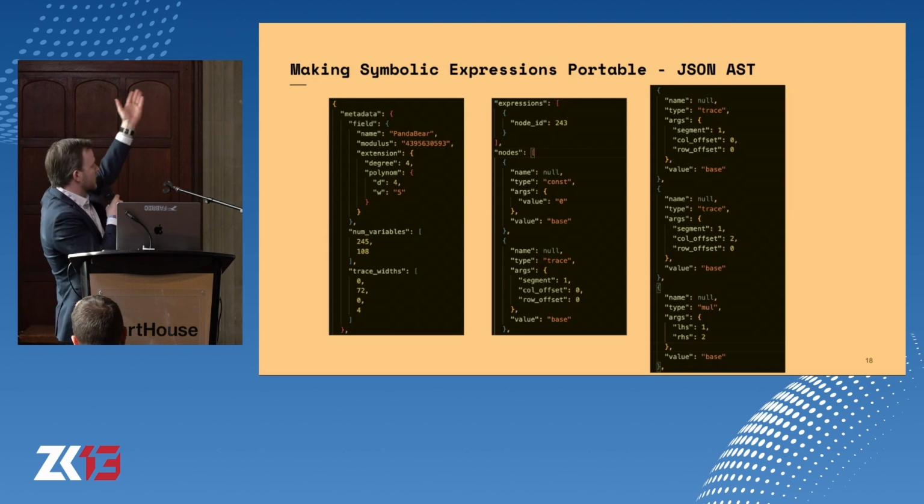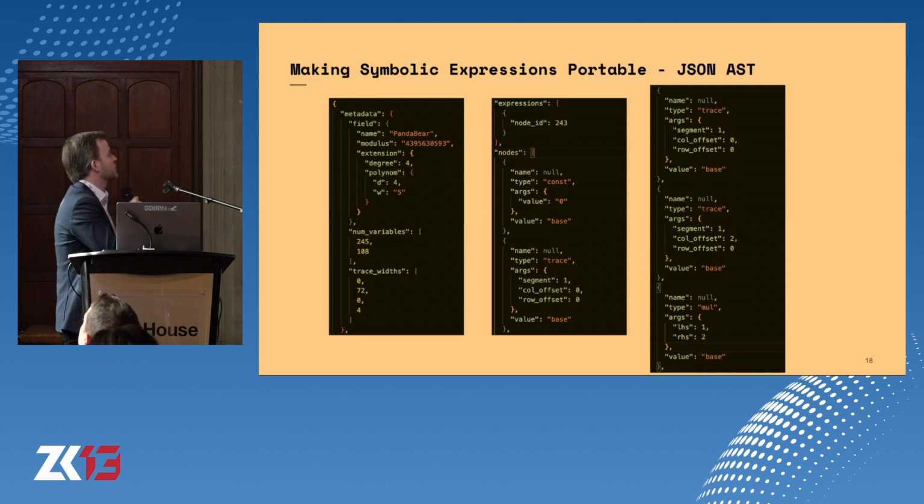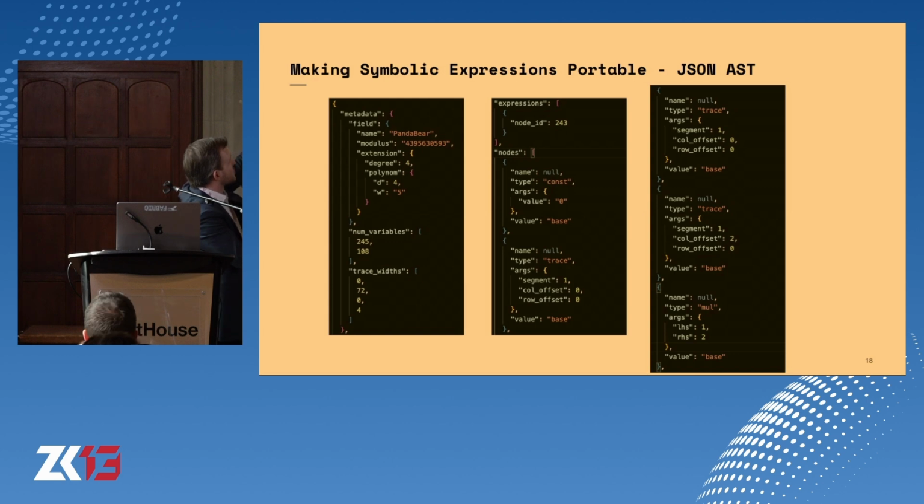The nodes have a constant type, or a trace type, which is an input from a trace table, or operation types like multiplication on the bottom over there. And again, we've got a trace input at column offset 0 and a trace input at column offset 2, and we're multiplying those two things together. Same as before, that's A low times B low. So we convert into this.